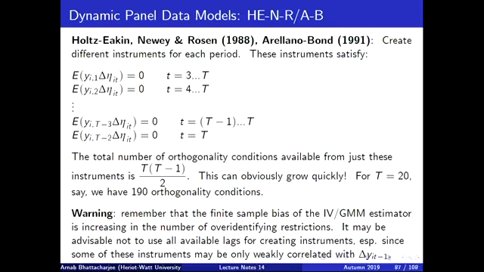So this is Holtz-Eakin and Arellano-Bond. The total number of orthogonality conditions just from these instruments straight away is T(T-1)/2. This can grow quickly. For T equal to 20, we'll have 190 orthogonality conditions. Is that good? Is that bad? Well, first of all, it is good to have over-identification, right? Because without over-identification, we cannot do the J test. So we cannot know whether our moment conditions are valid.